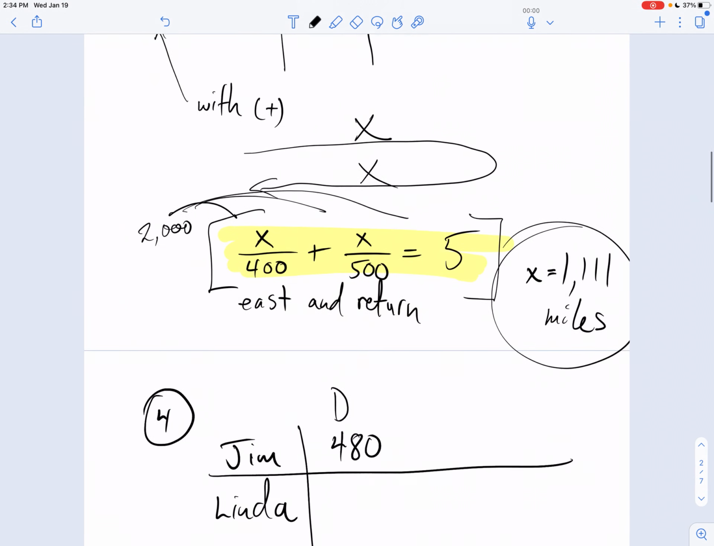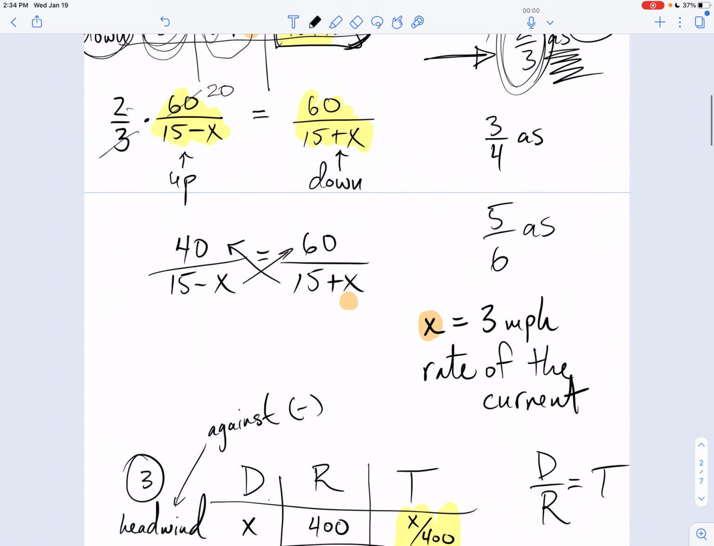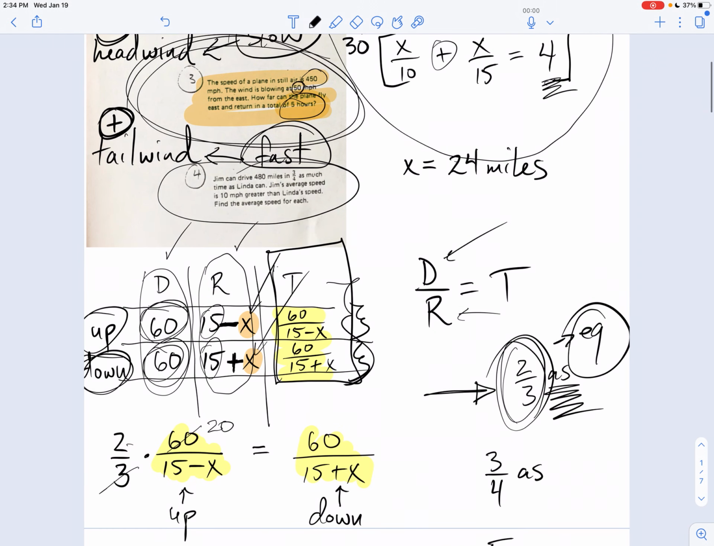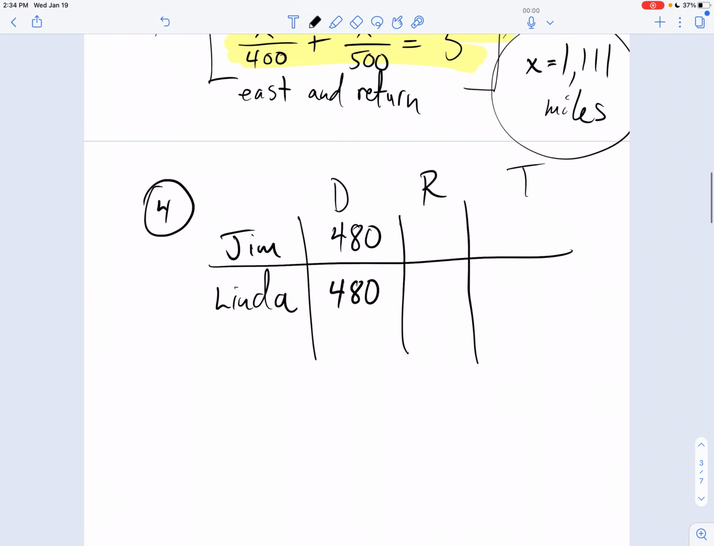Okay, so guess what? They are both going 480 miles. Let's find out about the rate. Then I can use that to figure out what the time is. So let's look at the rate. Jim's average speed is 10 miles per hour greater than Linda's speed. So Jim's speed is 10 greater than hers. I don't know what her speed is, but I know his is 10 miles per hour faster.